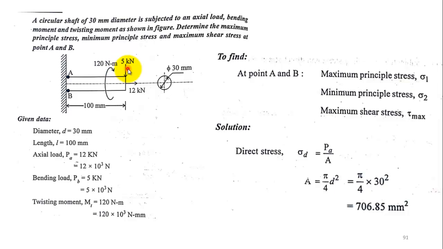If you see in this problem, we have to calculate axial load. Load causing stress, that is direct stress in this case, caused by 12 kilonewton. Also, you have to calculate bending stress, which will be generated due to this 5 kilonewton bending load, and also torsion. This will cause some shear stress. You have to calculate that shear stress also. Let's go to the next slide.